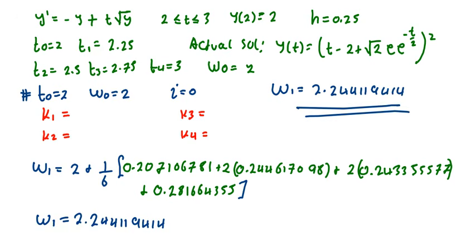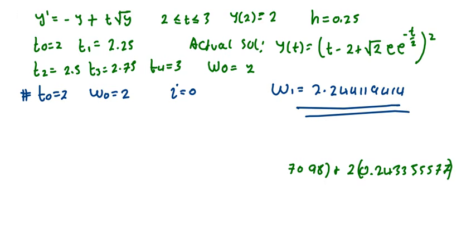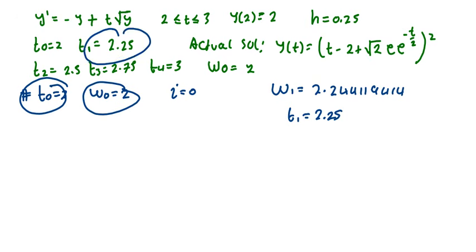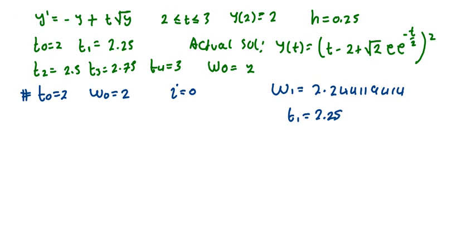And remember, the question was also asking us to make a comparison to the actual solution. So it simply means on each stage we need to compare with the actual solution. So at w1 we are dealing with t1, which in this case is 2.25. We are not dealing with t naught, because at w naught, that's when we are dealing with t naught. At w1 we are dealing with t1. Of course, when I was finding w1, I wasn't using t1. I only use t1 when I'm looking for w2.